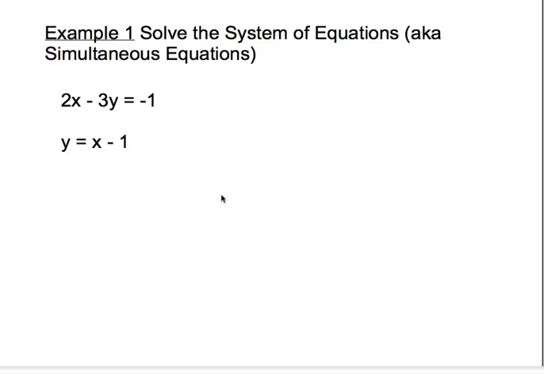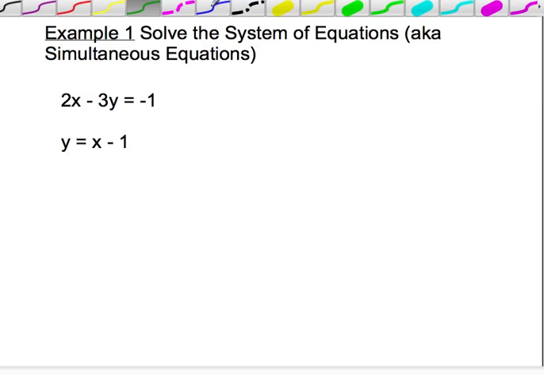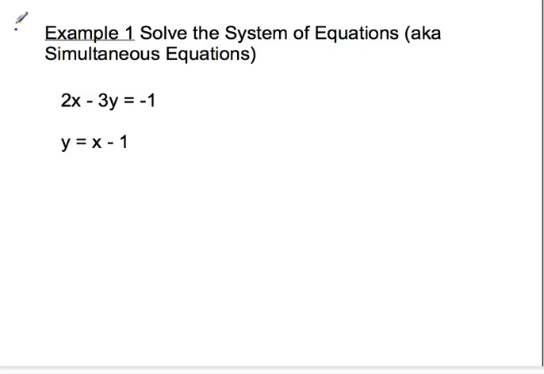Hello, this is Mr. Collier, and today we're going to solve systems of equations by using substitution. If you recall from graphing, if you have a system of equations, two equations will usually meet at one point called the solution, and at that point the x and the y value of the solution satisfy both equations.